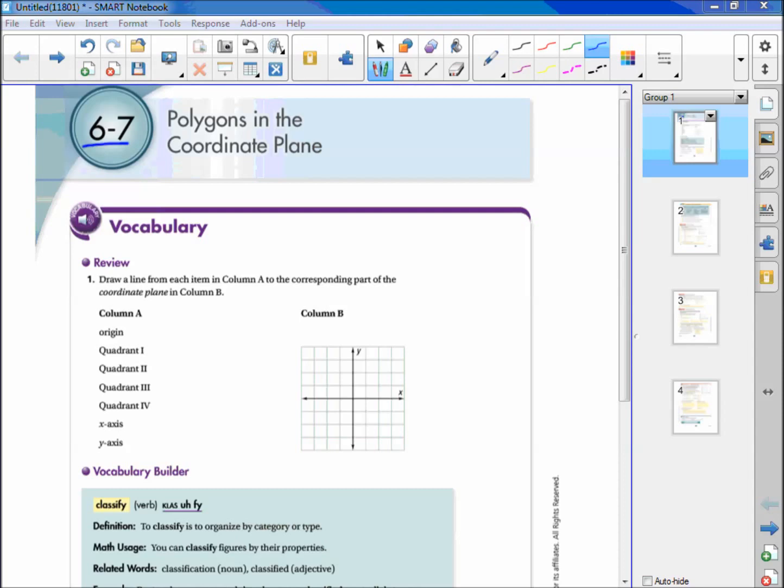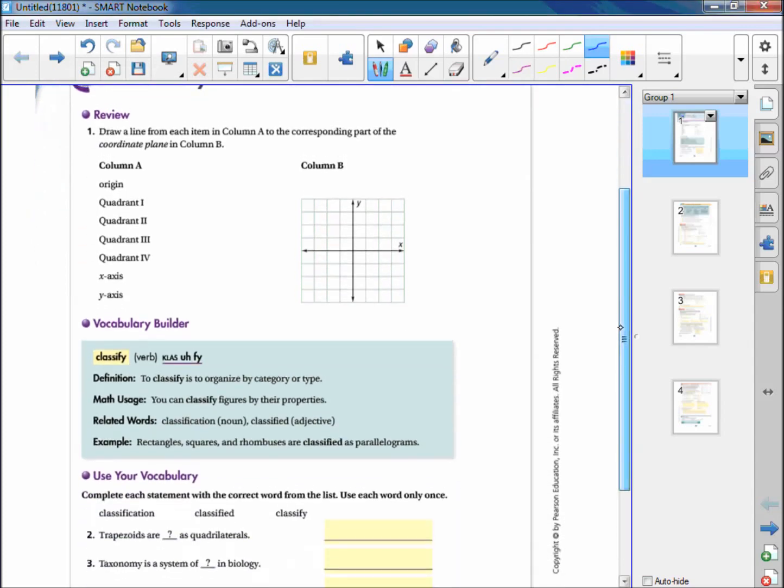Okay, so we have some vocabulary here. Number one, draw a line from each item in column A to the corresponding part of the coordinate plane in column B. So instead of doing that, I'm going to draw over here and name them. So the center here is my origin.